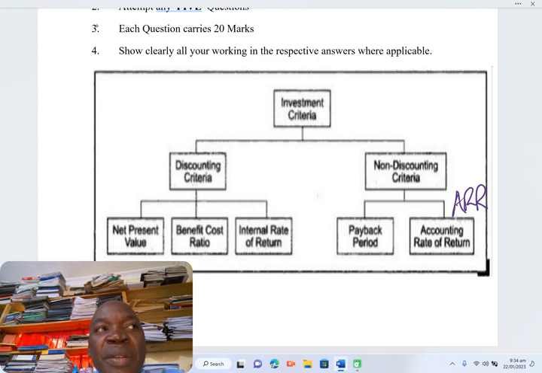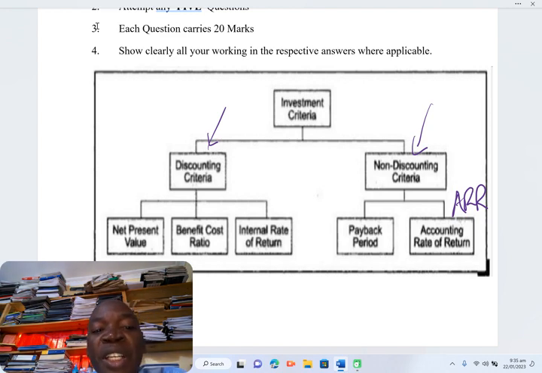Formally, capital budgeting is defined as investment in a project which exceeds one accounting period. Before deciding whether to invest or not, there are several methods for this decision. These methods are grouped into discounting criteria and non-discounting criteria.